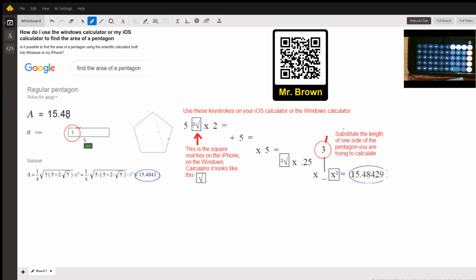And I use the word units because, remember, it doesn't matter if 3 is centimeters or meters or kilometers or miles or inches. Whatever that unit is, that is how big the area units are going to be.